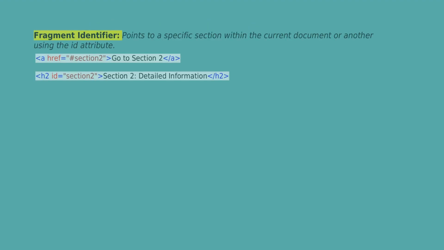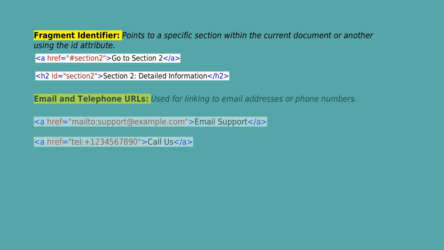Fragment identifier. This URL type points to a specific section within the current document or another document by using the ID attribute. It's commonly used for internal page navigation, allowing users to jump directly to a section of the content. Email and telephone URLs. These URLs are used to create links that trigger email clients or dial phone numbers when clicked, making it easy for users to contact you directly from the web page.